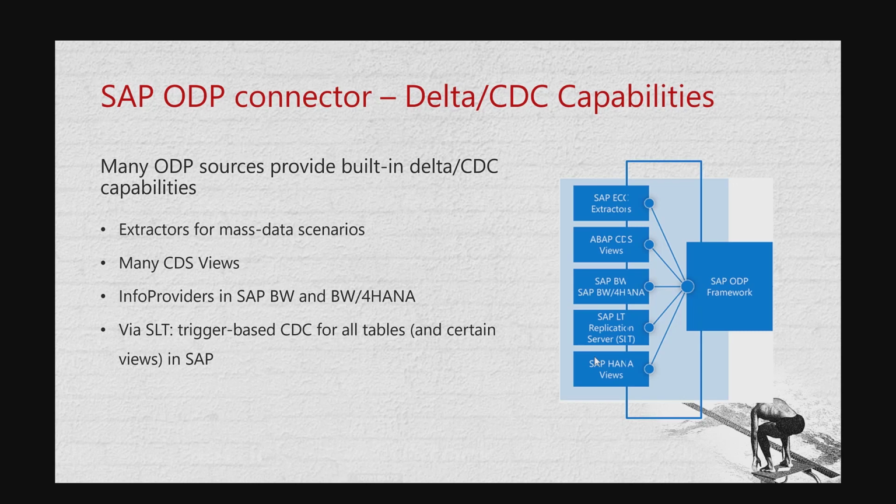So as I said, in general, you can be sure that delta mechanisms will be available for all the relevant scenarios when it comes to extractors, same for CDS views. In the case of BW and BW/4HANA, it's true for pretty much all info providers, with maybe a few exceptions, but again, that's an aspect of configuration in a certain sense. And in the SLT case, in the case of the Landscape Transformation Replication Server, I already mentioned a couple of times that this is basically a trigger-based CDC mechanism. So this provides full delta capabilities, including inserts, updates, and deletes out of the box for all tables.